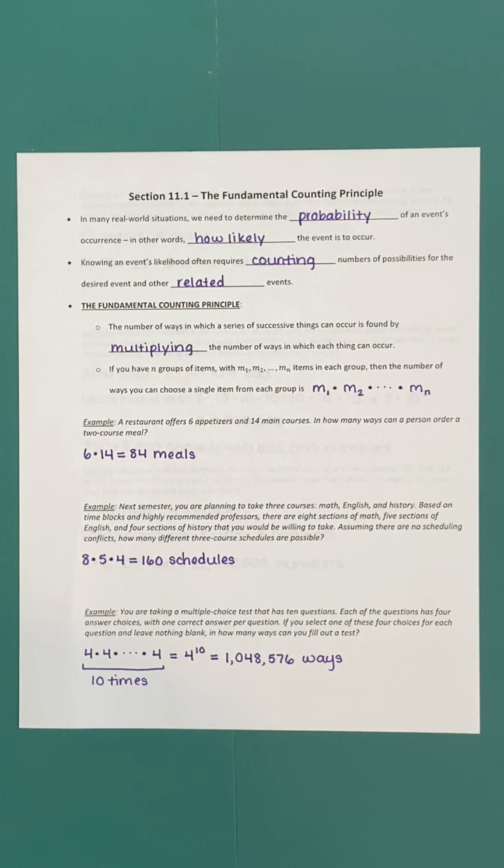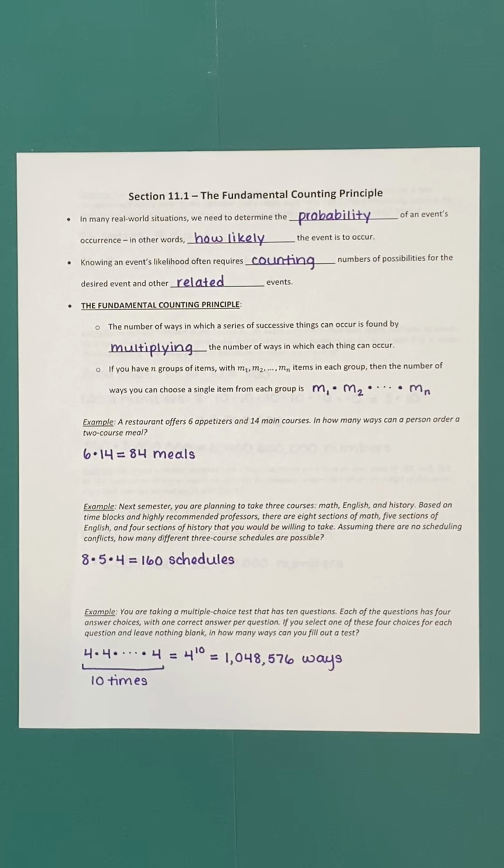The number of ways in which a series of successive things or operations can occur is found by multiplying the number of ways in which each individual thing or operation can occur. In other words, if you have n groups of items, think of those as the individual outcomes for each individual operation you're performing. We're going to call those m sub 1, m sub 2, all the way to m sub n. Those are the number of different ways we can accomplish each individual operation. So each of these items are in each group. The number of ways you can choose a single item from each group is going to be the product of each of those individual numbers: m sub 1 times m sub 2 times all of those numbers all the way up to m sub n. We can think of this as different outcomes for taking an action or different choices.